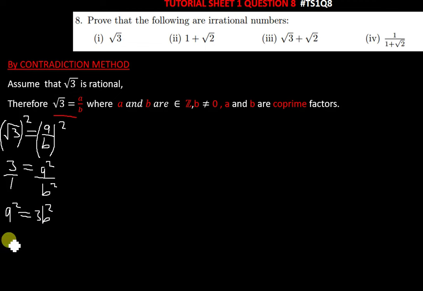So we can conclude to say a squared is divisible by 3. In other words, 3 is a factor of a squared.